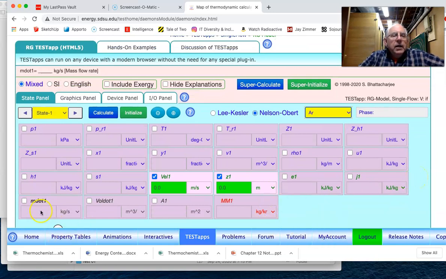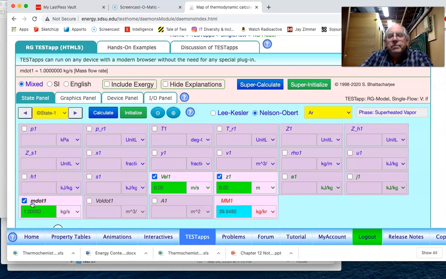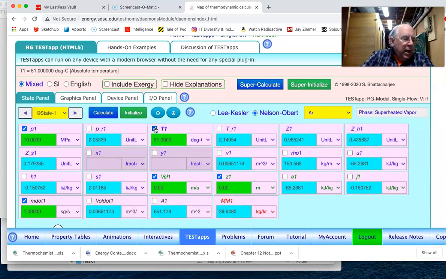So with this in mind, we are told a number of things. The first thing is that the flow rate is 1 kilogram per second. We recognize that it is argon, which has a molecular weight of about 40. Our incoming pressure is 10 megapascals, and our incoming temperature is in Celsius. It's 51 degrees Celsius. And so that is our incoming condition. We have no kinetic or potential energy, so these two terms are zero.